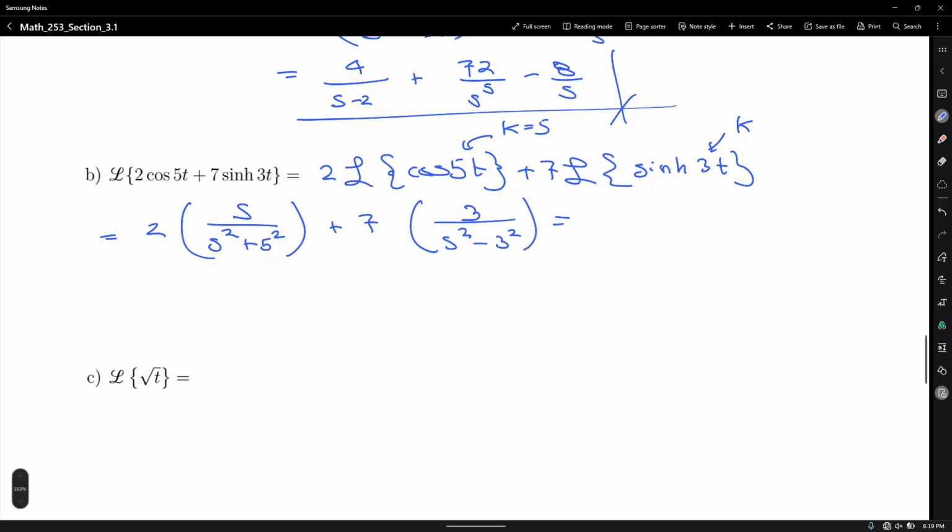Simplifying all this should give us 2s divided by s squared plus 25, plus 7 times 3, which is 21, over s squared minus 9.